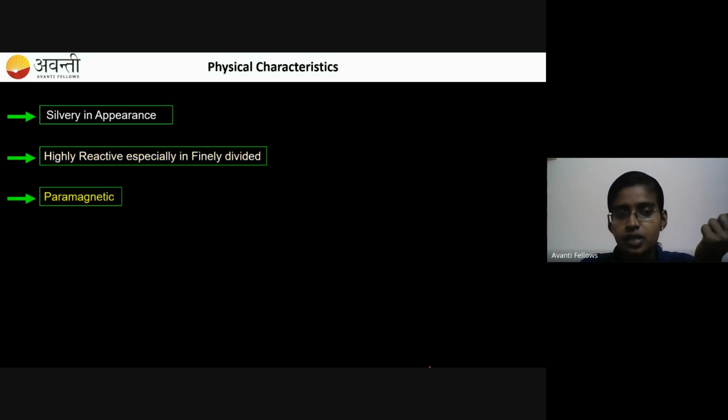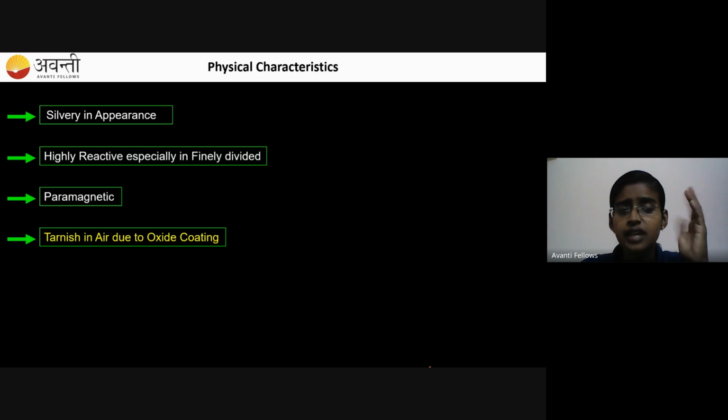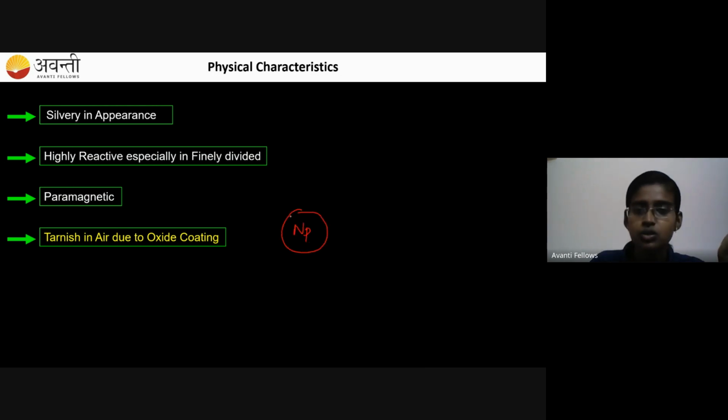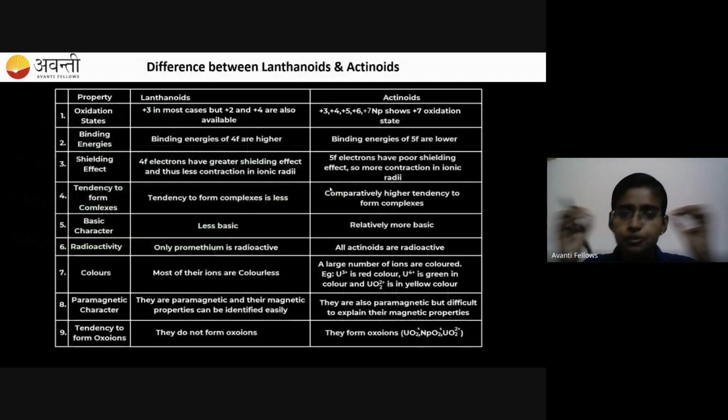Okay. They are paramagnetic in nature, meaning they contain unpaired electrons mostly, and they get oxidized in air. They get tarnished in air due to the formation of an oxide coating. Okay. Suppose this is our neptunium metal, so the oxygen will come and react with it and form the oxide layer here so that it gets tarnished. The other elements cannot come and react with this particular element. Okay.